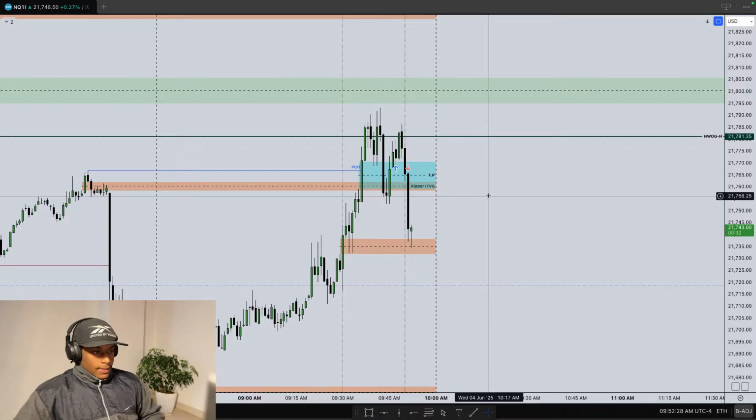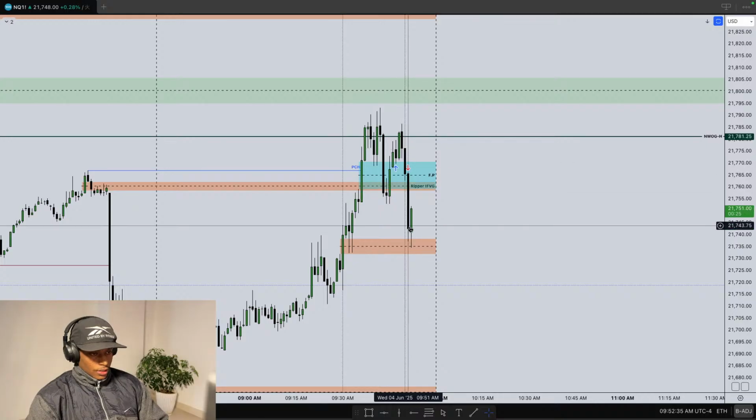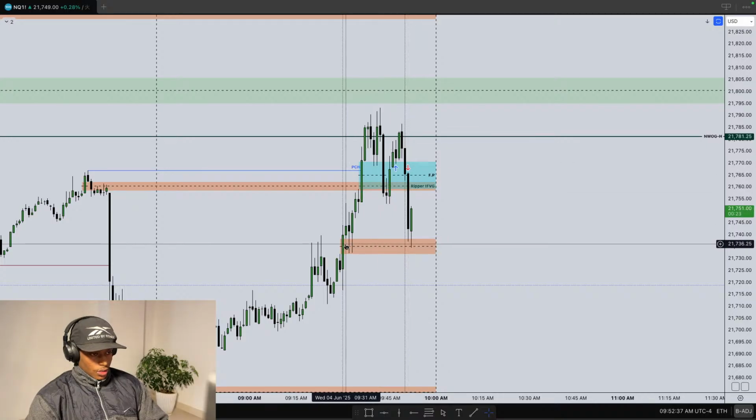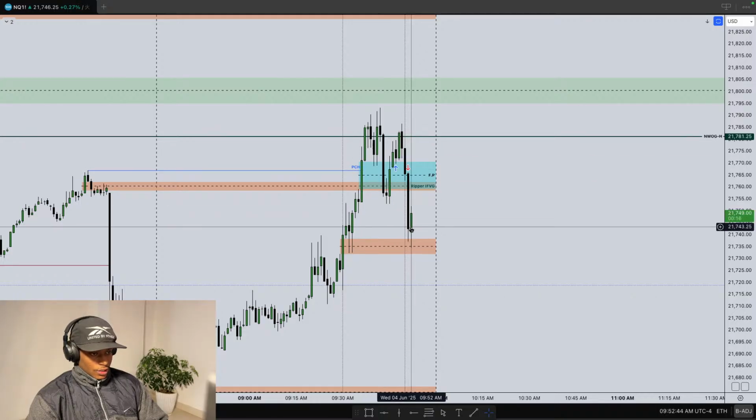And also notice the 9:50 macro opened up here, right? It opened up here, and it quickly started moving lower into equilibrium. I see that as one program. The macro just did one specific thing and nothing else.